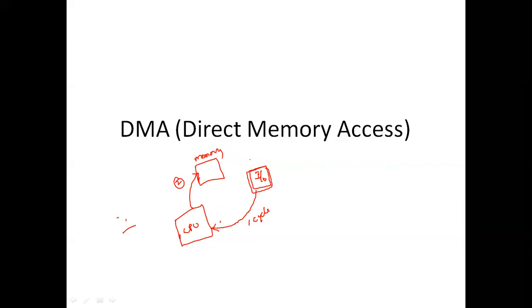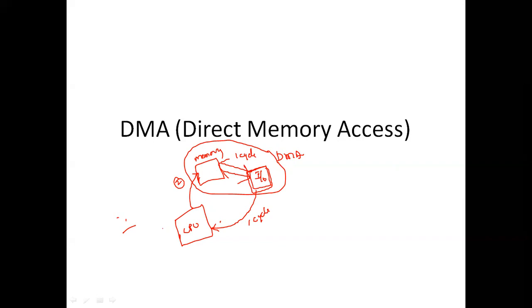Suppose this memory and IO device are contacting directly, then how many cycles do we need? We need only one cycle. So this part we call a DMA. So we are keeping the CPU aside.